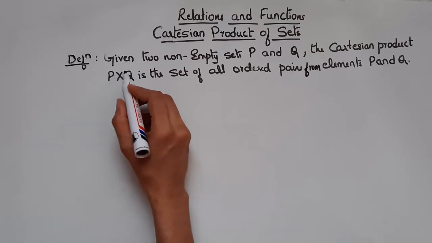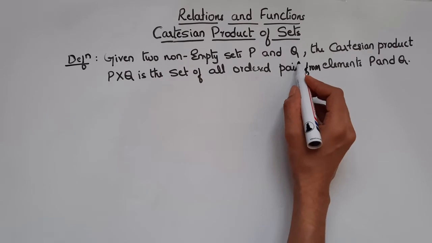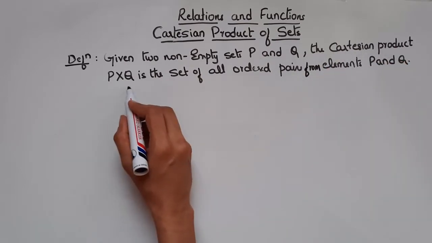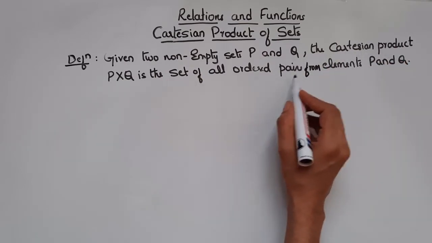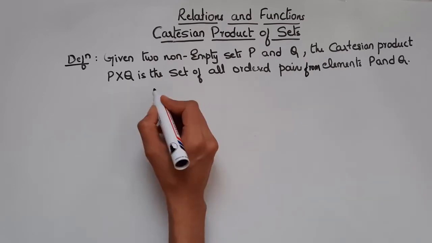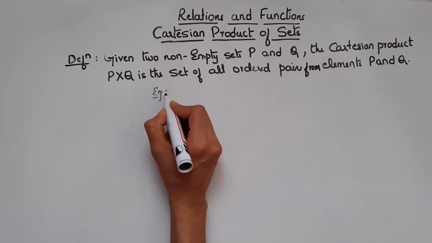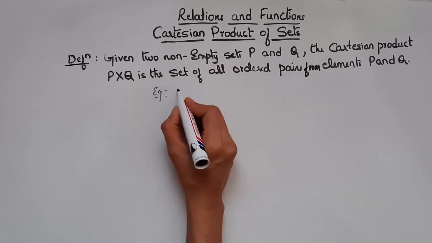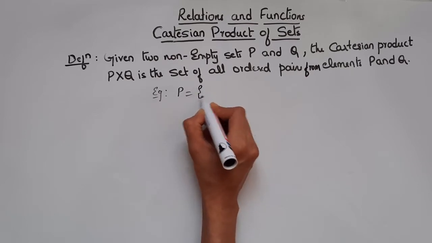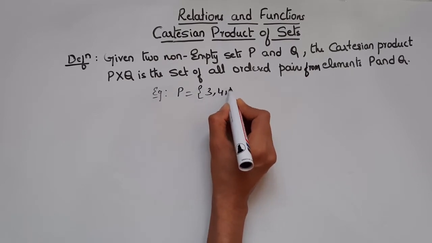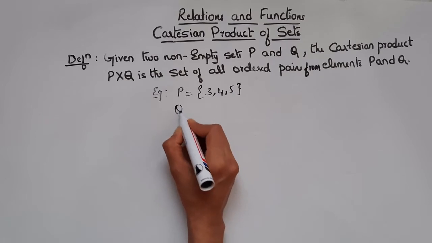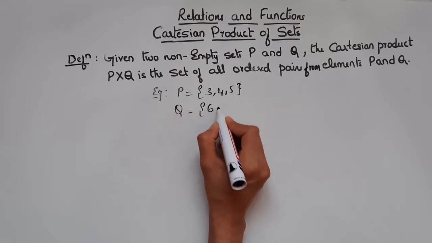Here it says, given two non-empty sets P and Q, the Cartesian product P cross Q is a set of all ordered pairs from elements P and Q. Let's understand this by taking an example. Let's take two non-empty sets P and Q. Let's take set P whose elements are 3, 4, 5, and let's take set Q whose elements are 6, 7, 8.